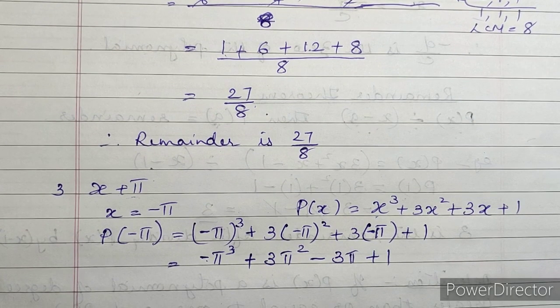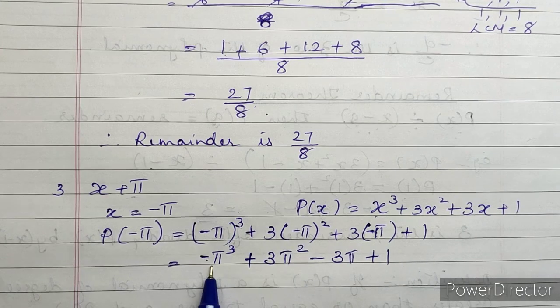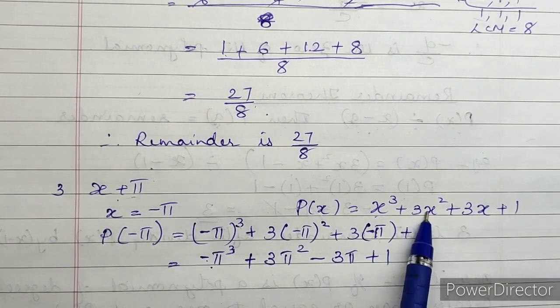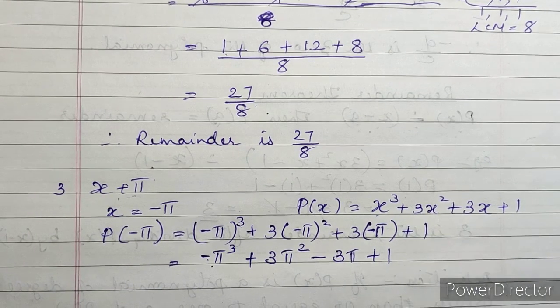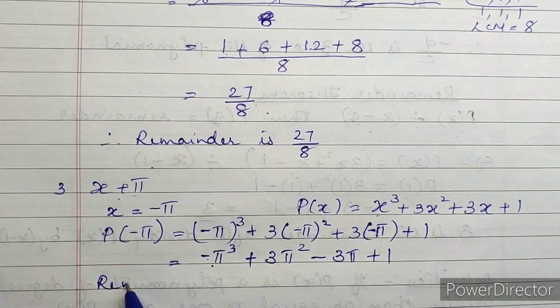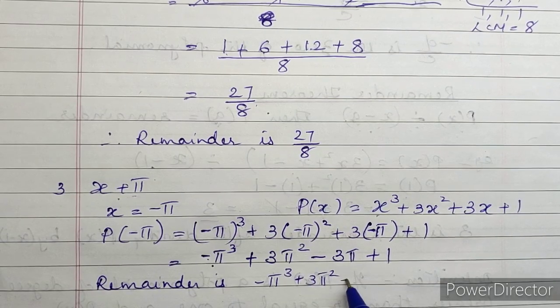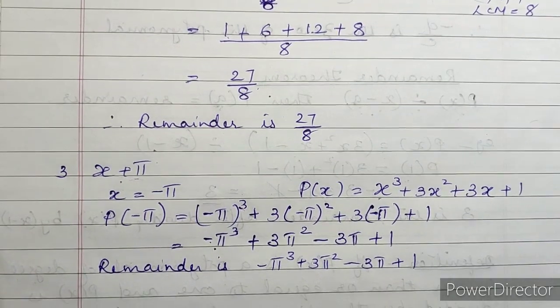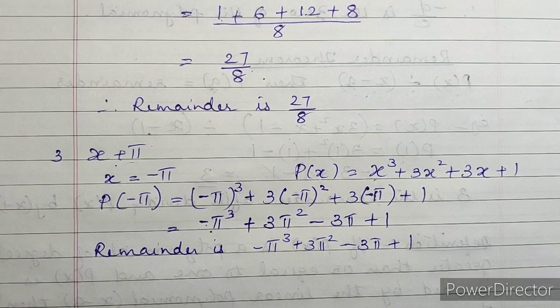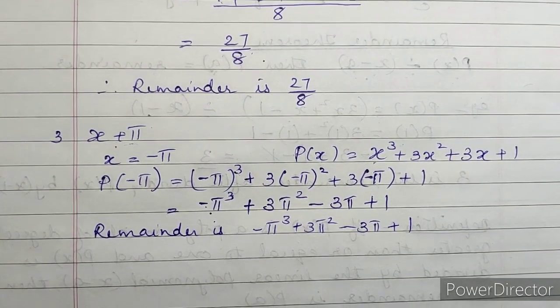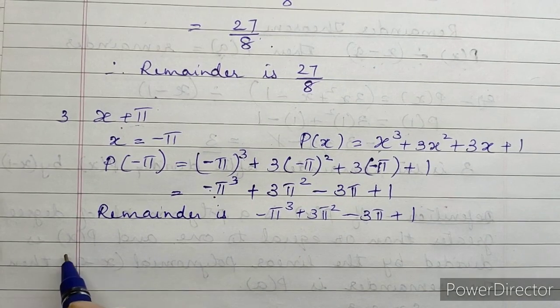So by remainder theorem, this is the remainder when x plus pi divided by this polynomial. So write that remainder is minus pi cube plus 3 pi square minus 3 pi plus 1. So hope you understood, children. One more sum is there. That is fourth sum.